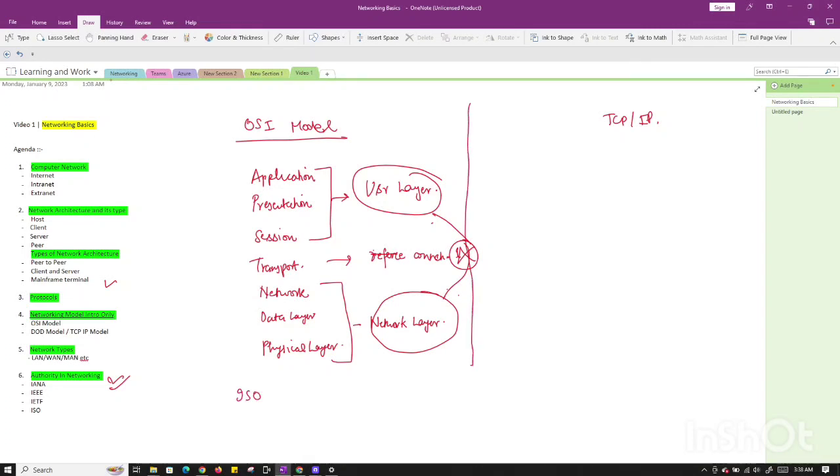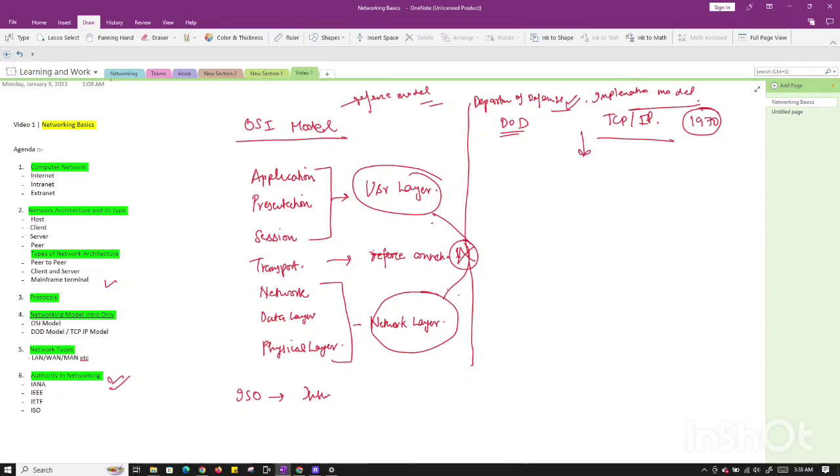It is developed by ISO, International Organization for Standardization, and on the other side we have the TCP/IP model, which was developed by DoD in the early 1970s. So this is the first implementation model. Then we have this reference model. And DoD stands for Department of Defense.